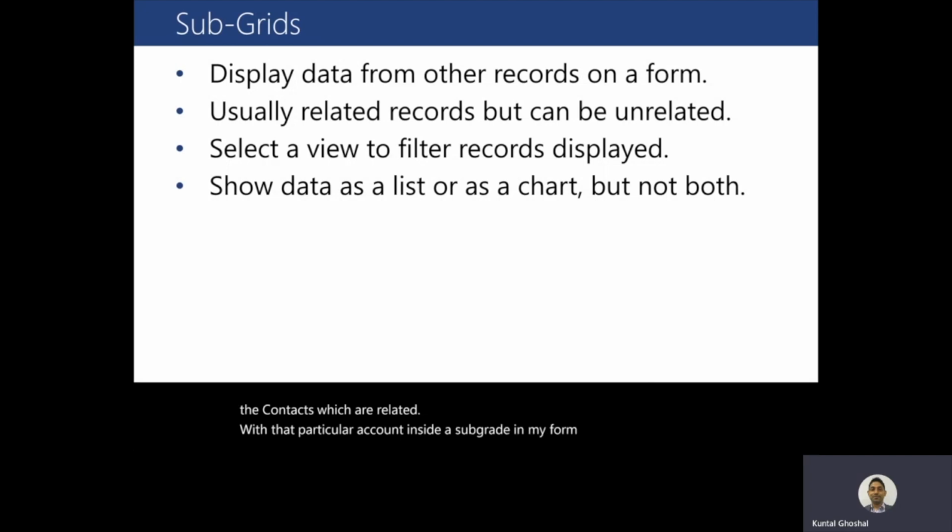Usually we display related records, but there can be situations or scenarios where you want to display unrelated records as well. When you are defining a subgrid, you need to choose a particular view or a filter criteria, depending on which you want to display the subgrid. And then you also need to choose in what format you want to show the data, whether as a list or as a chart, but you cannot have both at the same time.